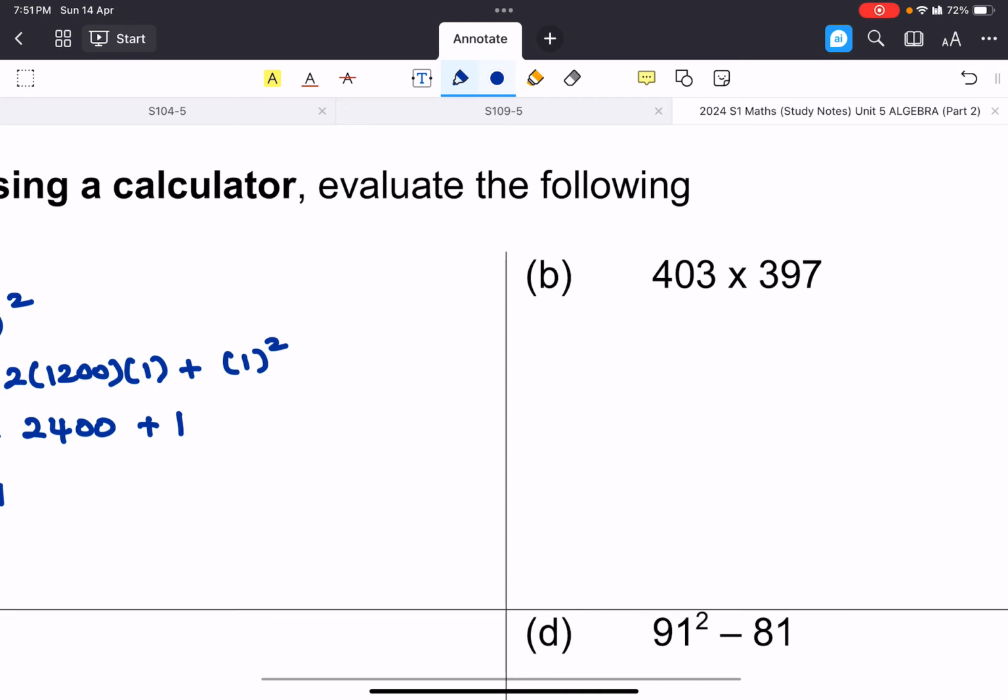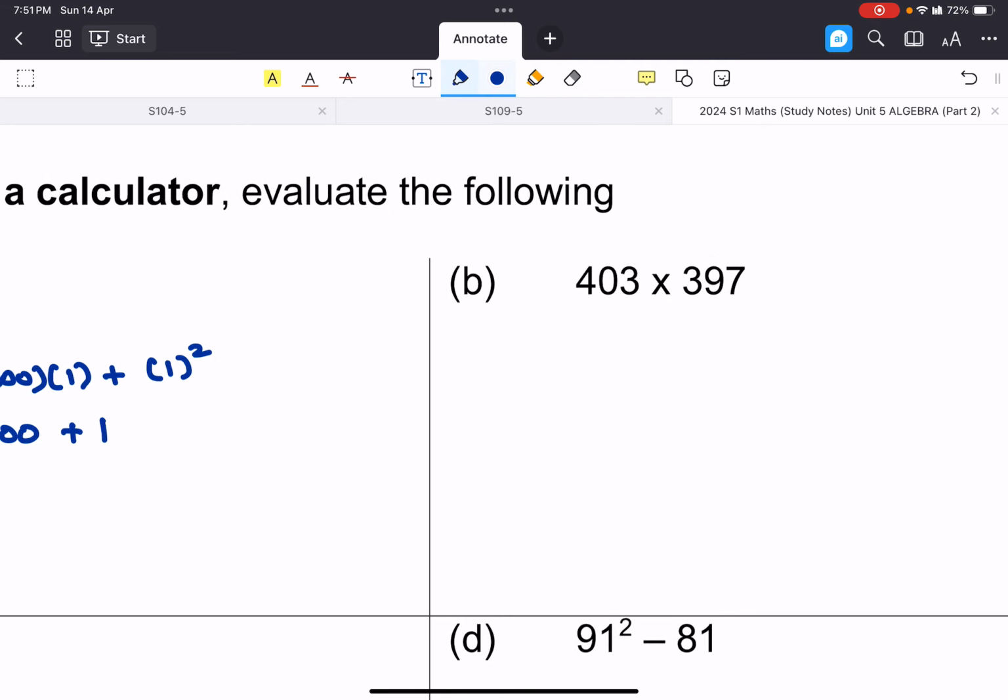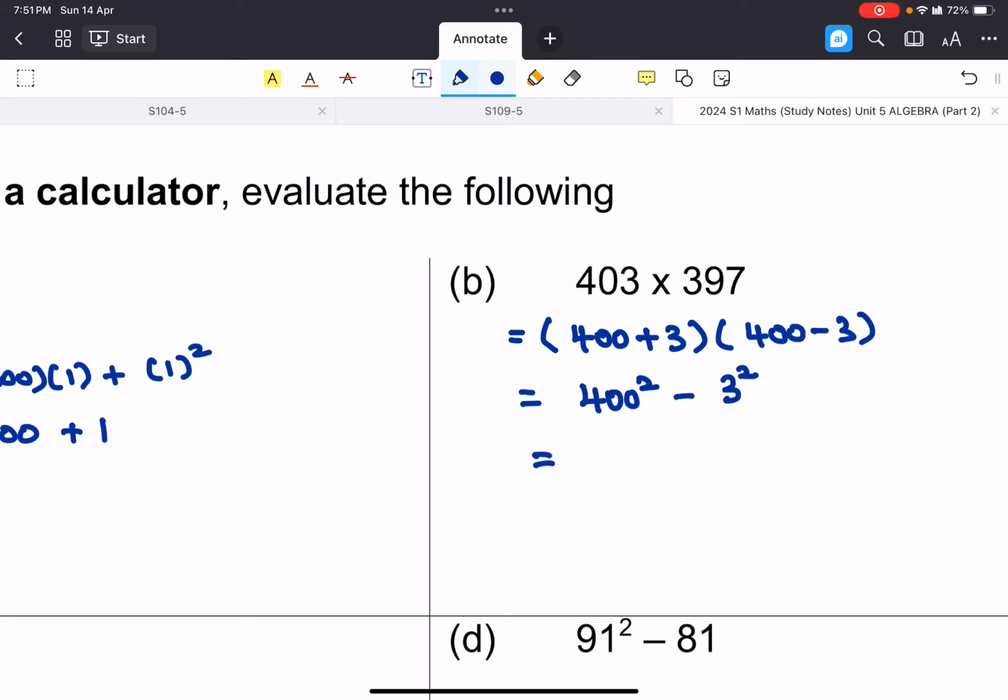Okay. Now over here, what's the situation here, right? The situation here is this is going to be 400 plus 3 times 400 minus 3. So this is a plus b, a minus b, which is the same as a squared minus b squared, right? So 400 times 400 is going to be equals to 16 and then followed by 4 zeros minus 9. Okay, so from here we can just work it out accordingly. It's going to be 15999, and then the last one will be a 1 because we minus 9, right?